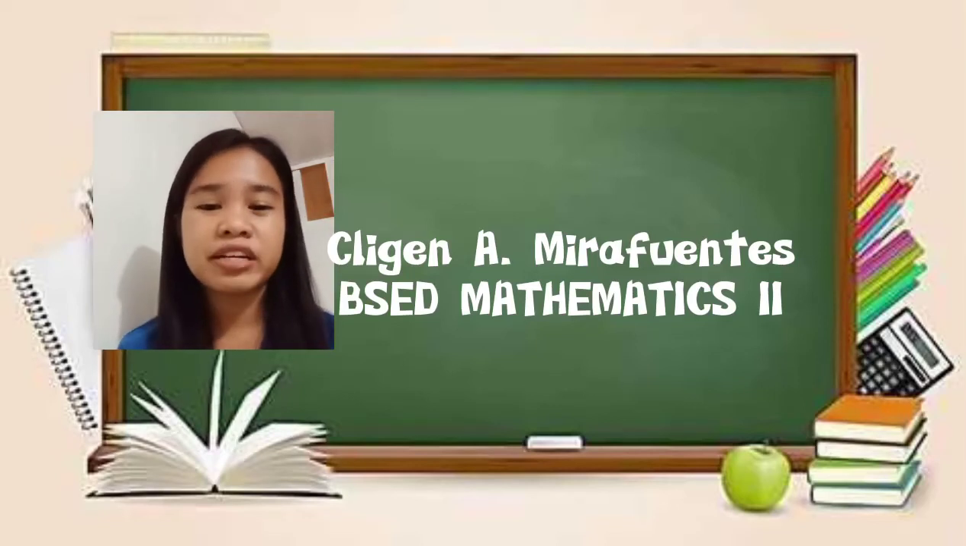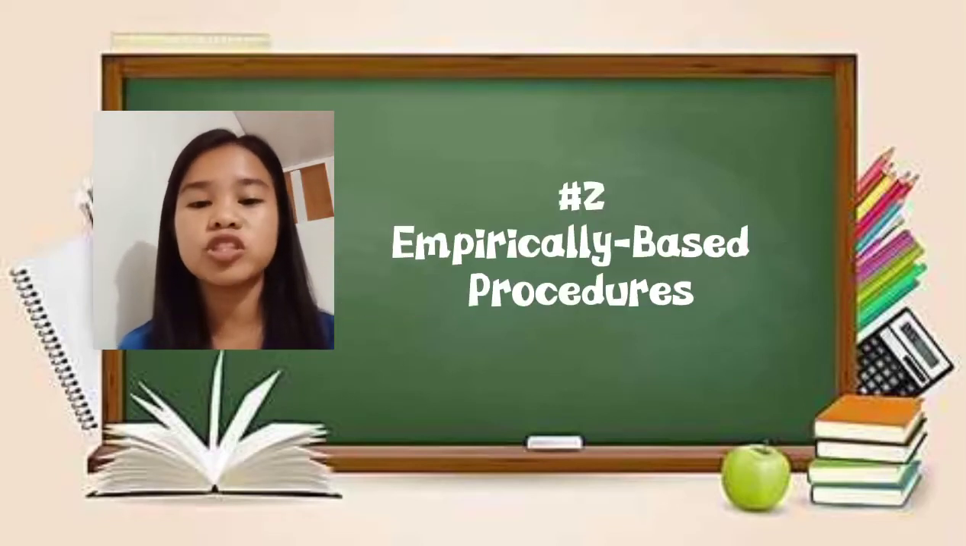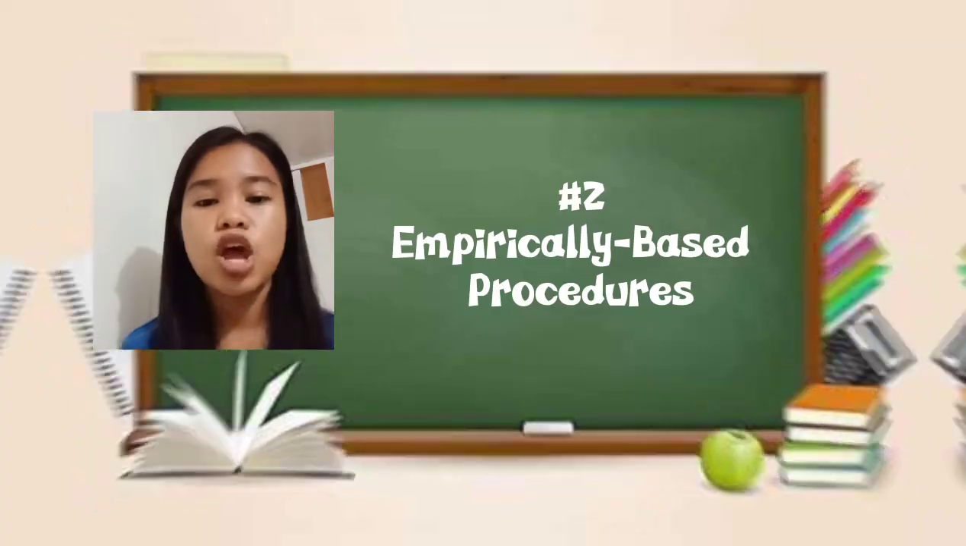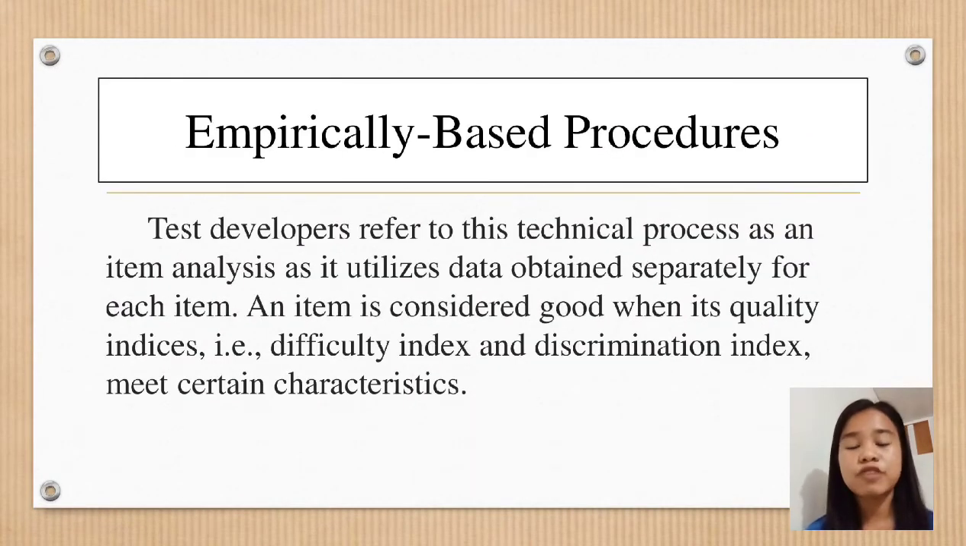The first approach is already discussed. Now let's move to the next approach that is being suggested by FOPAM, which is the empirical-based procedures. Test developers refer to this technical process as an item analysis, as it utilizes data obtained separately for each item. An item is considered good when its quality indices, for example the difficulty index and discrimination index, meet certain characteristics. In this approach, we are going to solve the discrimination index and difficulty index.